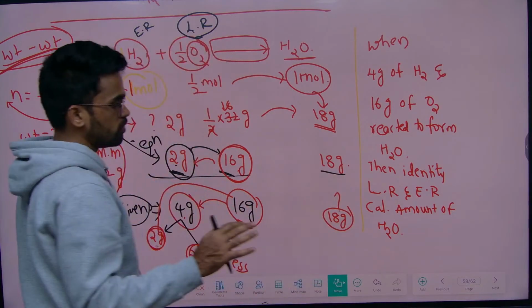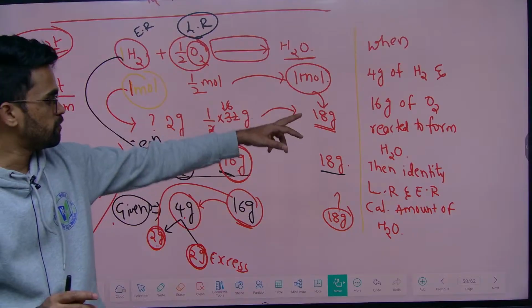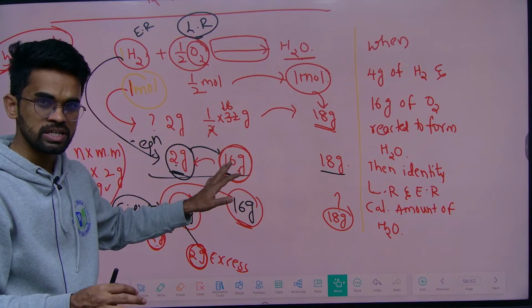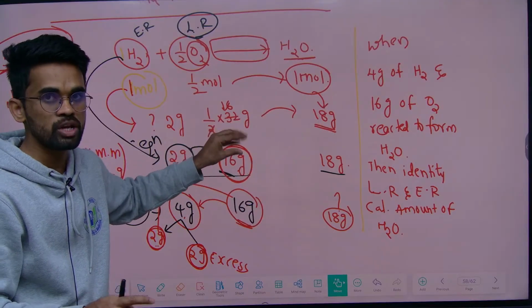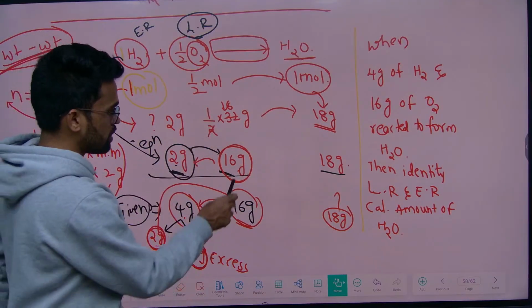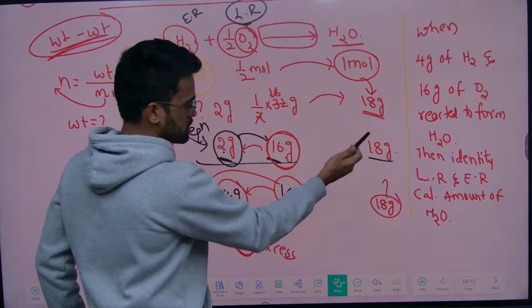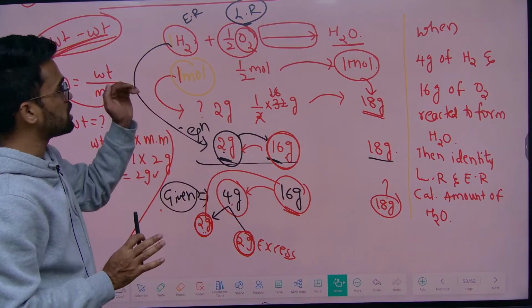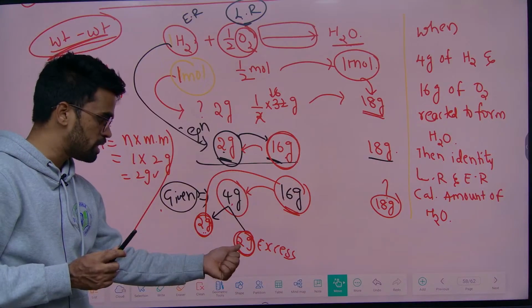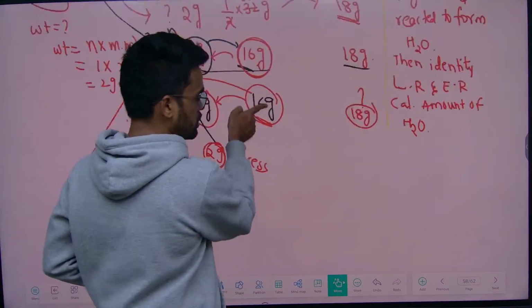So now you got to know how to identify the limiting reagent, excess reagent, and calculate the product formed with respect to the limiting reagent. For every 16 grams you are going to get 16 here, 16 there. So the amount of reactant unreacted is how many grams? 2 grams. Like this you need to calculate.